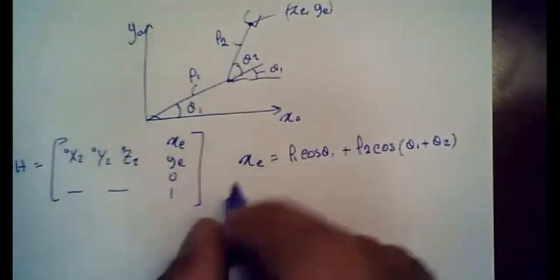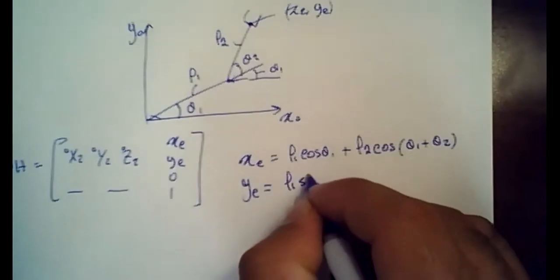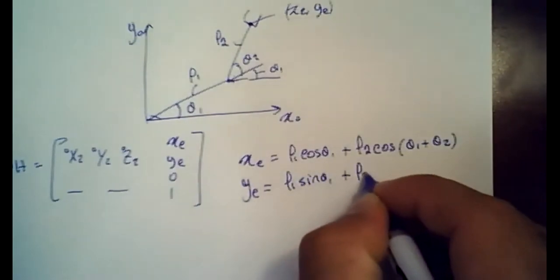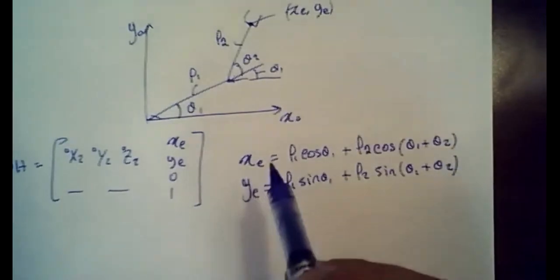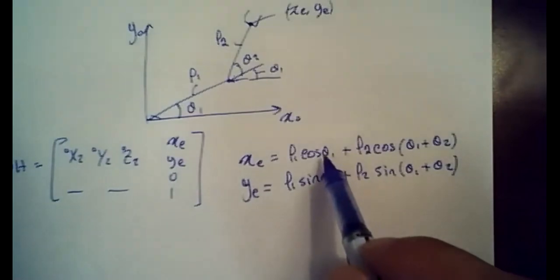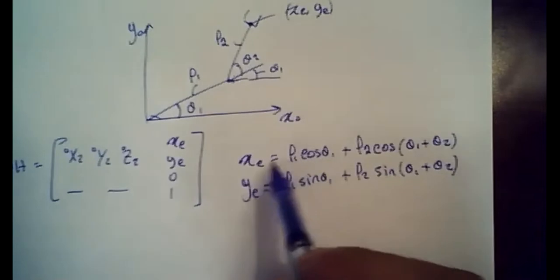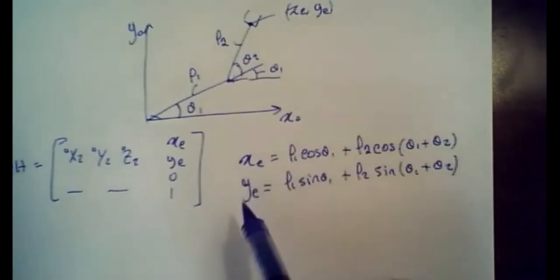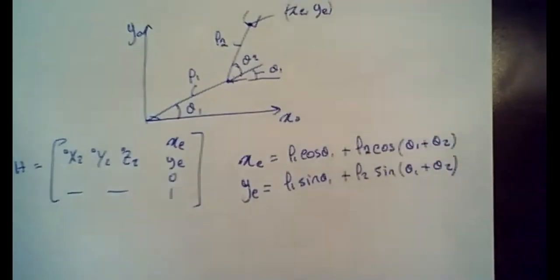All right. How about YE? L1 sine theta 1 plus L2 sine of theta 1 plus theta 2. If I actually provided you XE and YE, it's going to be almost impossible for you to solve theta 1 and theta 2 based on this, right? If I gave you XE equal to 1 and let's say YE is 0.5, can you actually solve theta 1 and theta 2? It's not very easy, right?